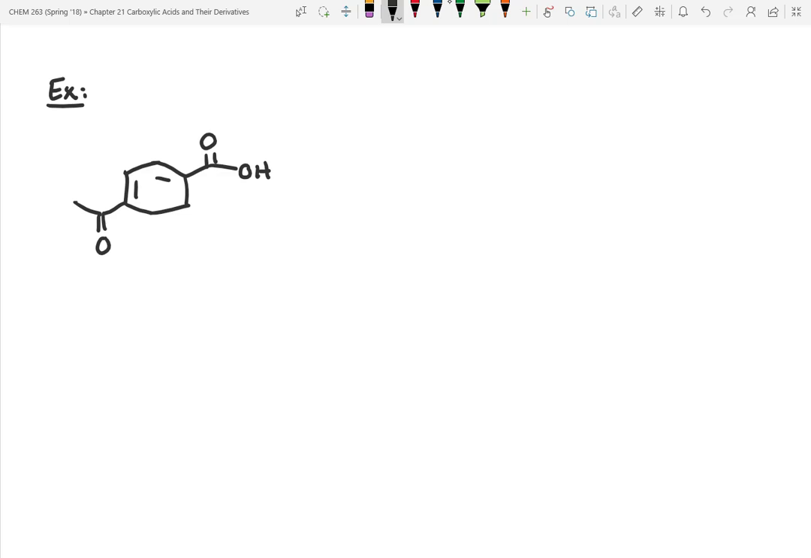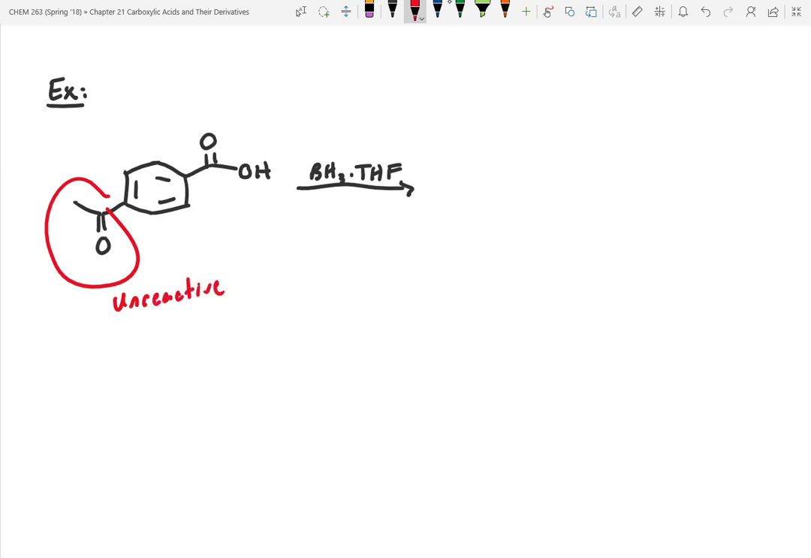So if you run this reaction with BH3 THF complex, this whole side right here is going to be unreactive. So you can leave the ketone as is and only reduce the carboxylic acid side.